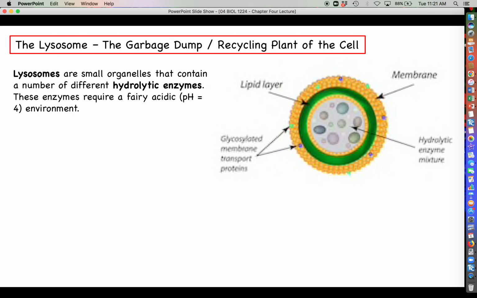Okay, our next organelle is the lysosome. If you had to come up with a role for lysosomes that matches the role of a part of a town or a city, this is like the garbage dump or the recycling plant for the cell. These are small organelles that contain a number of different hydrolytic enzymes.